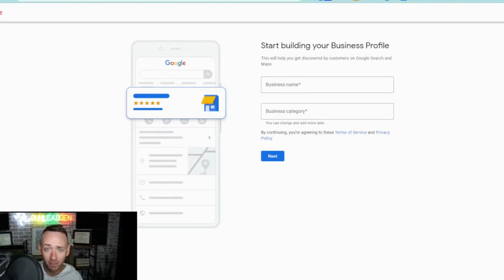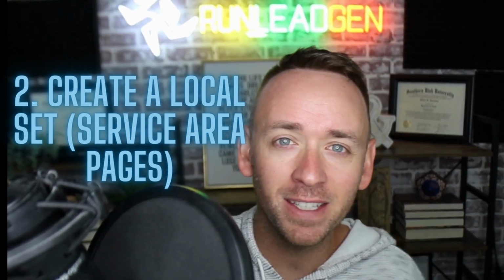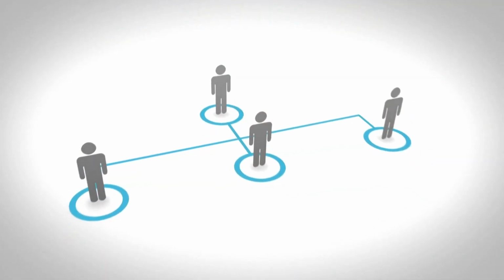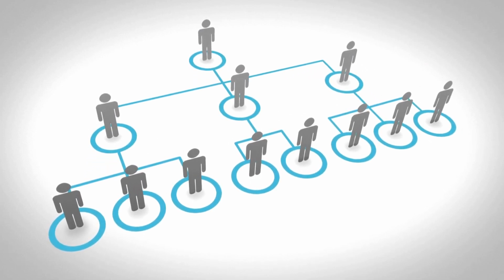Which brings us to step 2, creating local set or service area pages. Now, this can get a little technical, but the concept is quite simple. You want to create a single page that lives on your website for any city and of course state that you can service. Each of those pages should be organized into a site hierarchy that is then of course relevant and optimal to pass that link equity from your parent index or homepage down to all of those potential city pages that you can service.